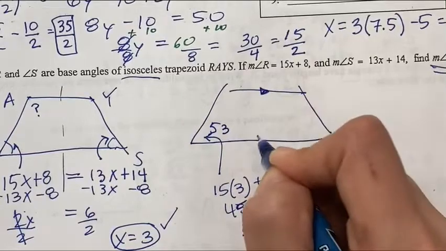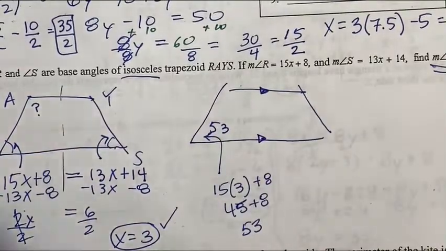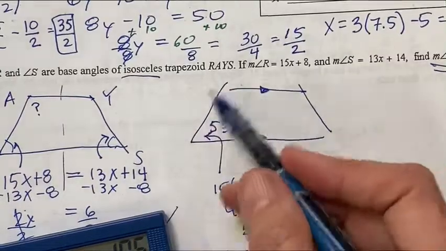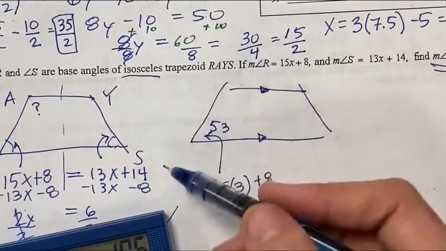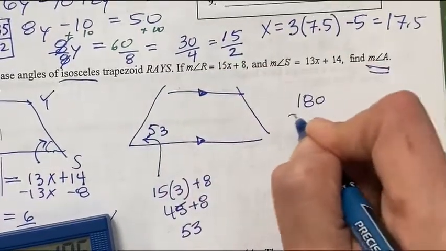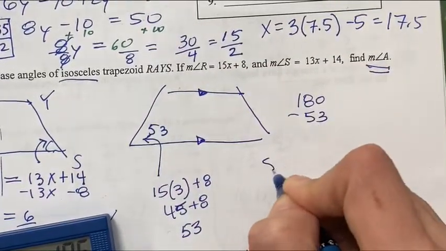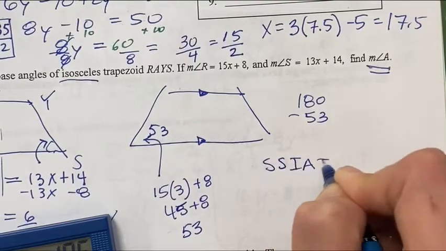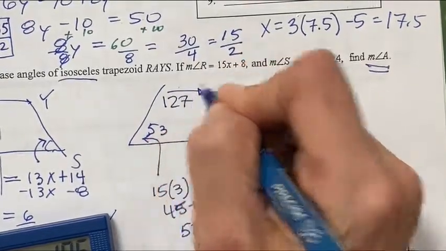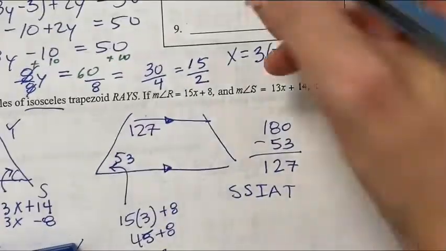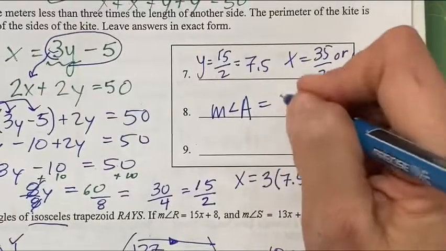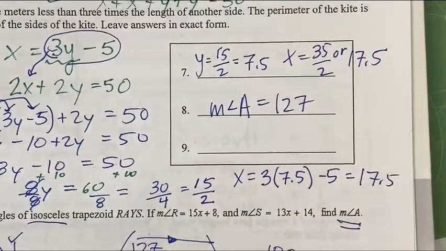Now the other thing we know about isosceles trapezoids is they should add up to 180. Same side supplementary. See how they're on the same side of this transversal and these are parallel? So angle A has to be 180 minus 53 because of the same side interior angle theorem. So I get my answer 127, and that's the answer they're looking for. What's the measure of angle A? The measure of angle A is 127.